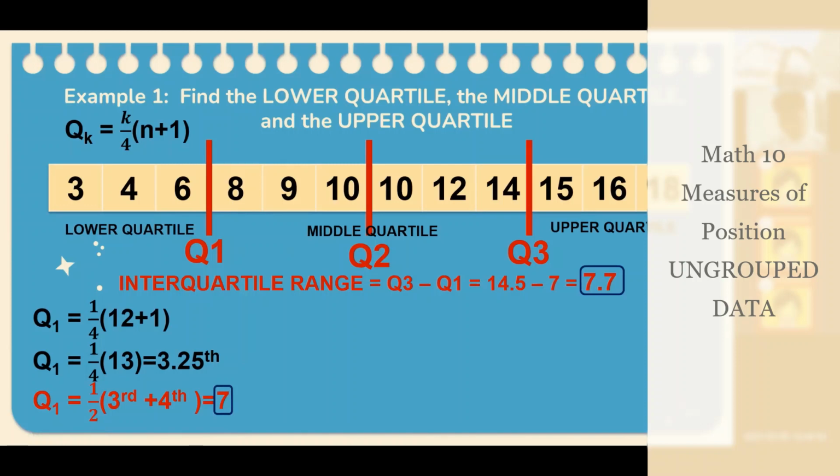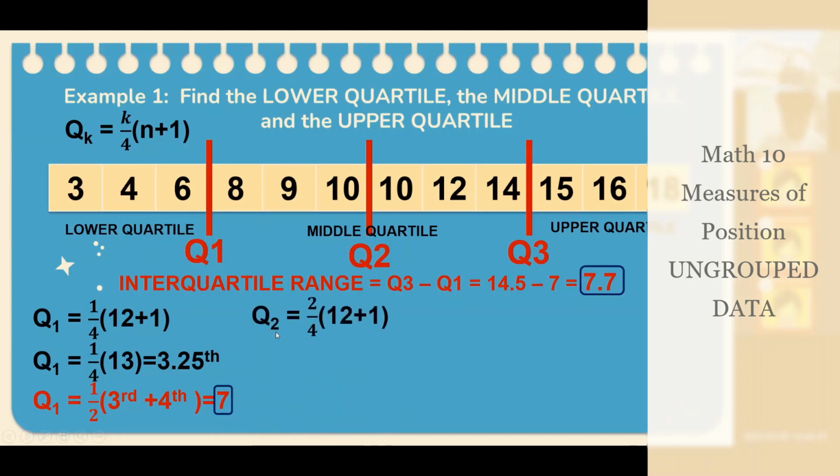Got it? That's it. Again, if your computation has a decimal point, instead of getting the third number only, you consider the next. If it's third, the next is fourth, so you take the 3rd plus 4th position and divide by 2. It's this: 6 plus 8, 14, divided by 2, so it became 7. Which is correct. So 7 is quartile 1.